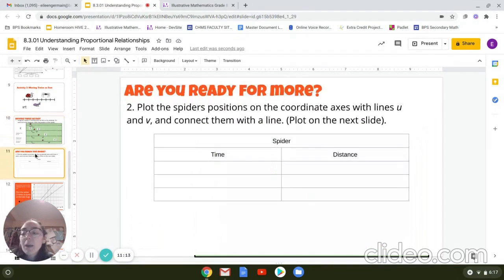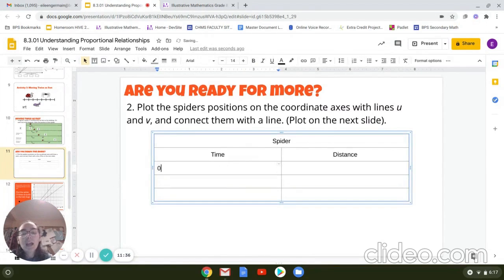Okay, so now as we go to the next slide, it says plot the spider's position on the coordinate axis with lines U and V. Connect them to make a line. Okay, so we're gonna find some distances like we just did on that diagram. We know that at 0 seconds, time in seconds. Okay, at 0 seconds, we said how far was that spider? The spider's distance was 0.